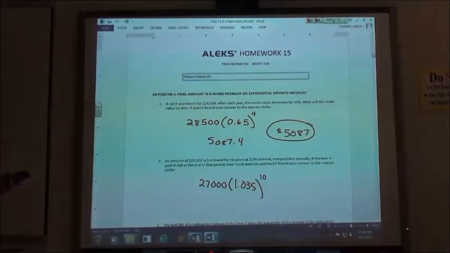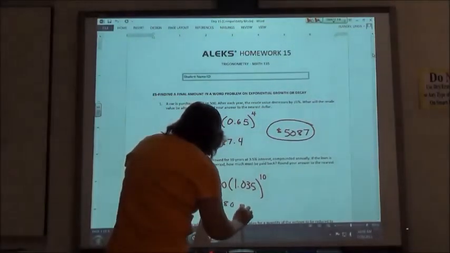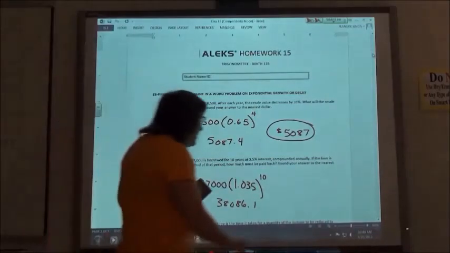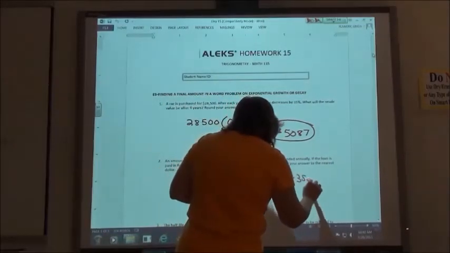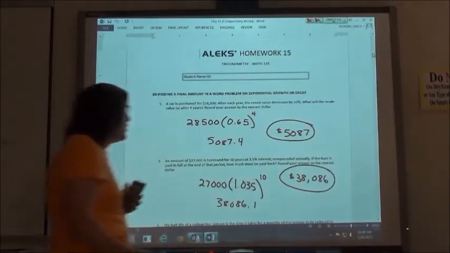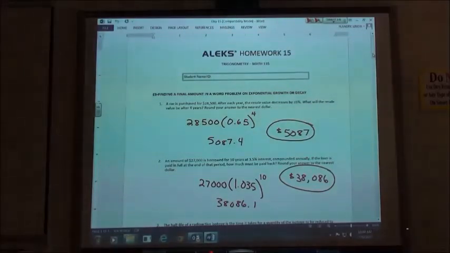So 27,000, 1.035 to the 10th power. I get 38,086.1. We're rounding to the nearest dollar. So $38,086 is what we're going to have after 10 years. We only had 3.5% interest, so we didn't make a whole lot of interest, but a little bit.